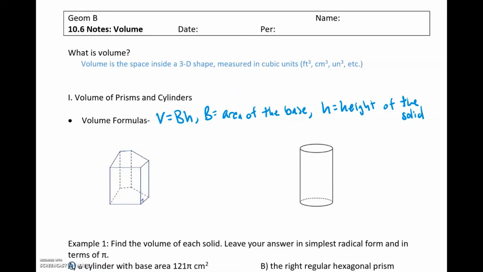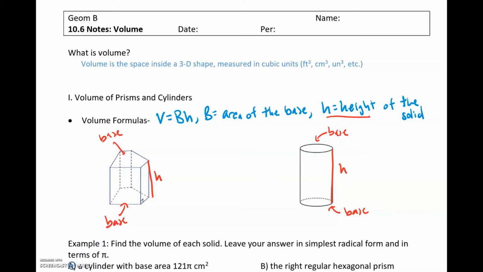Okay, so if you remember when we talked about a solid, the height is the distance between the bases. So that's the height here of this prism, and this is the height of your cylinder, because remember, the bases of the cylinder are these 2 circles. The base of your prism in this shape would be these 2, what is this, a pentagon? Yes. So that's the base. So the height of the solid is always the distance between the 2 bases.